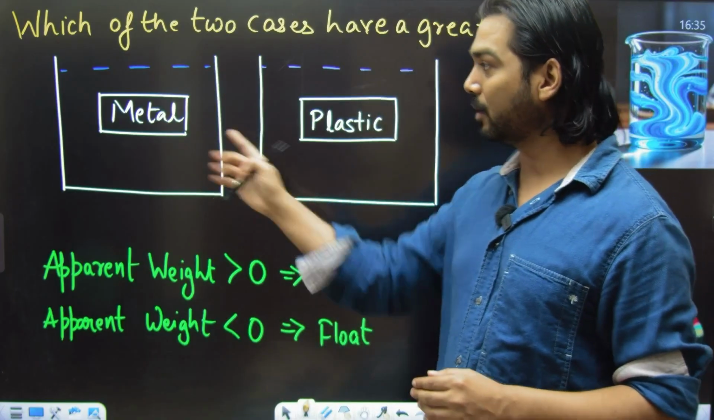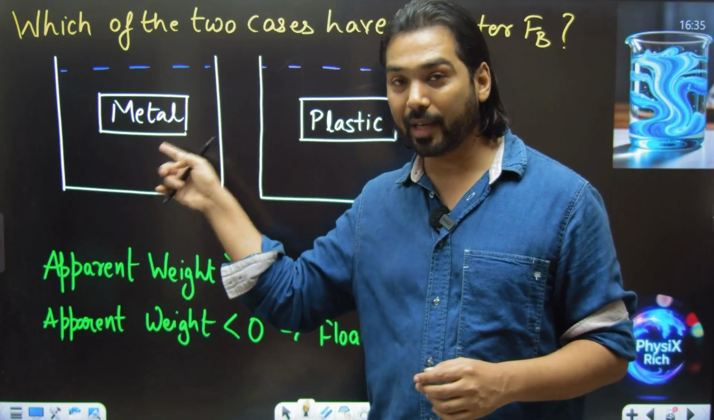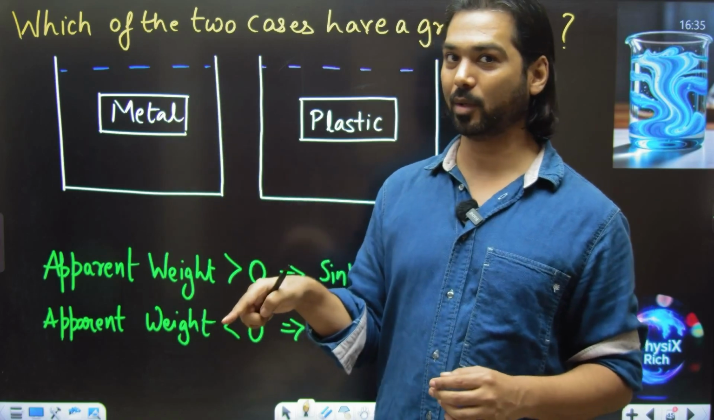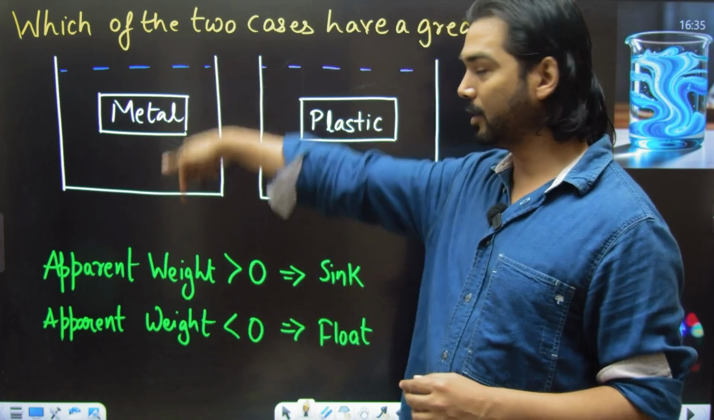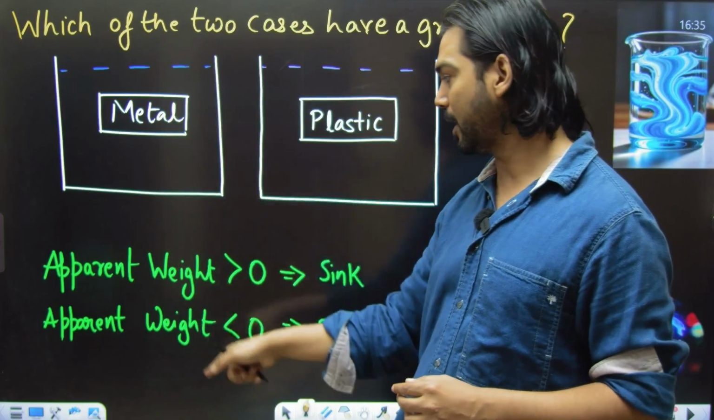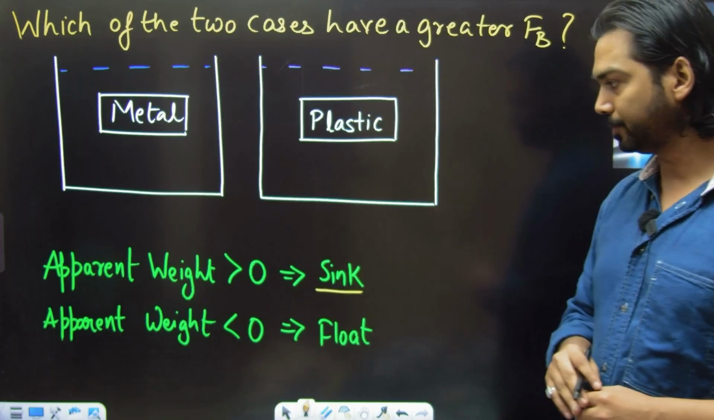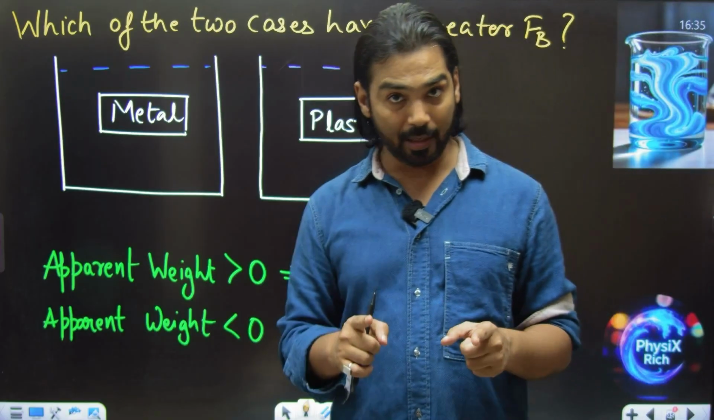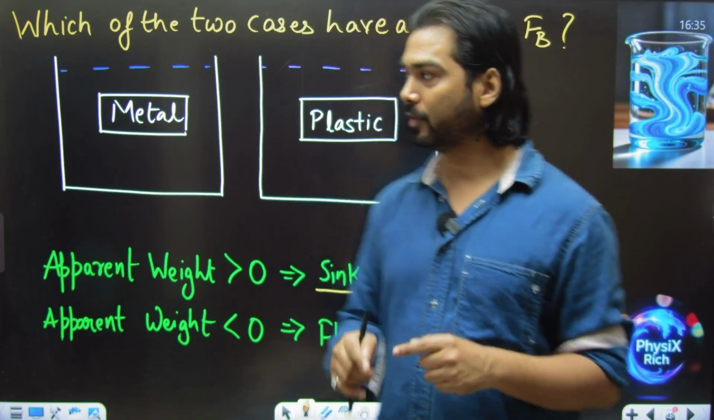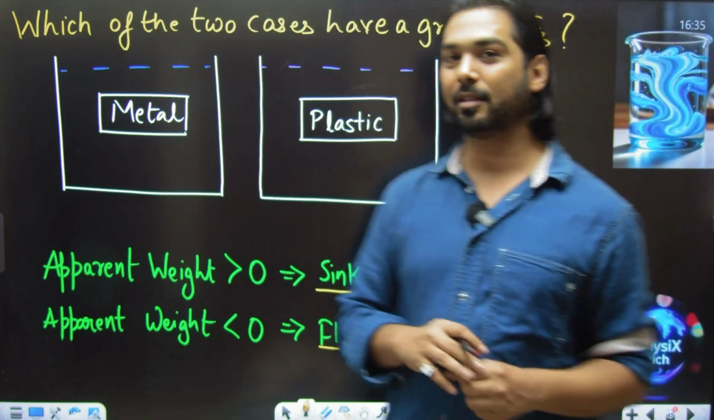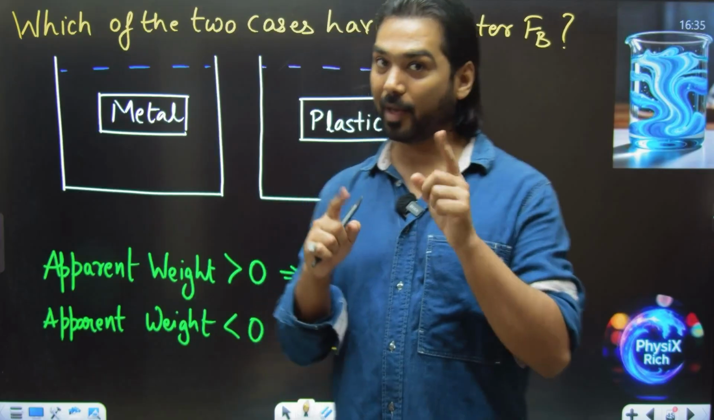Metal will sink because its apparent weight is large. Its weight minus the buoyant force is still in the downward direction, which means that apparent weight is greater than 0, and that's why it will sink. But if apparent weight comes to be negative, which happens in the case of plastic, then the plastic piece must start moving up and float.